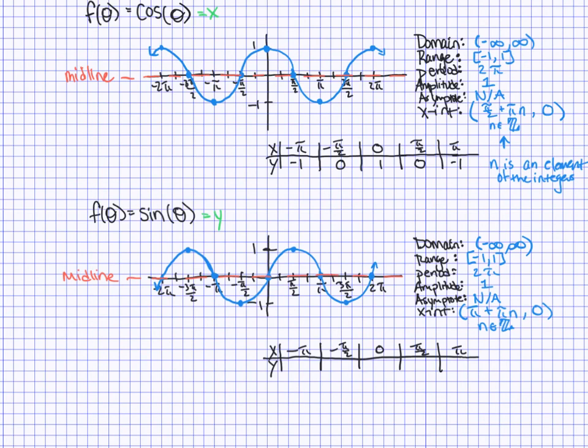So if we take a look at negative pi, we have a y value of 0, and negative pi over 2, we have a y value of negative 1. At 0, we have a y value of 0. At pi over 2, we have a y value of 1. And at pi, we have a y value of 0. So you're using the same x values, but different y values for each of your tables.